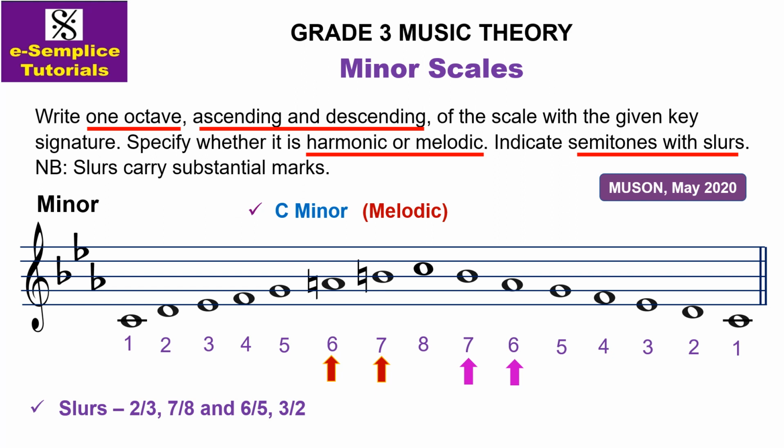Let's add the slurs. Remember, it is a requirement, and slurs carry substantial marks. In the ascending scale, 2/3, 7/8, but in the descending scale, 6/5, 3/2. So with that, we have fulfilled all the requirements in the question.